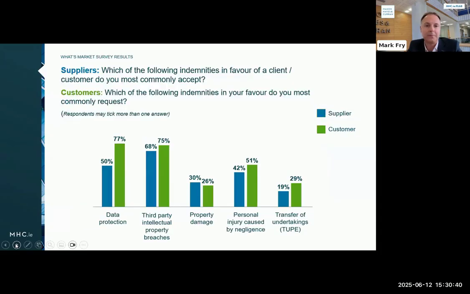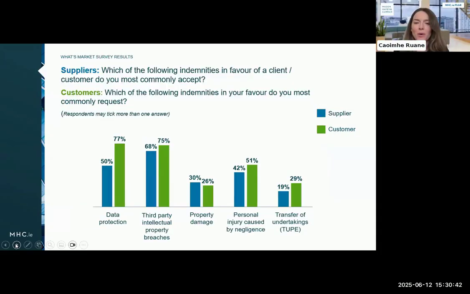So that brings us to the next part of our survey on indemnities, and I'll pass you back over to Caoimhe. Thanks, Mark. Okay, so you can see we asked both our supplier and customer survey participants basically the same question. Which of the following indemnities in favor of a client or customer do you most commonly accept? And if you're the customer, which of the following indemnities in your favor do you most commonly request? So we had 5 options here. We have data protection, third-party IP breaches, property damage, personal injury caused by negligence, and TUPE indemnities.